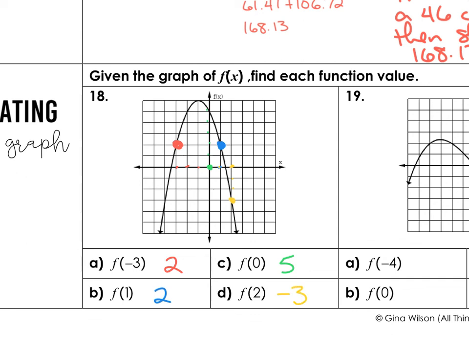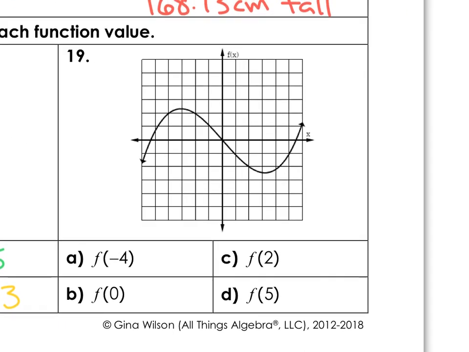So you're just trying to pick out, I think looking at the graph can be a little bit easier because you're just looking for where is the output, where is the graph at those x values. And the x values are inside the parentheses. Where is the graph at those x values?